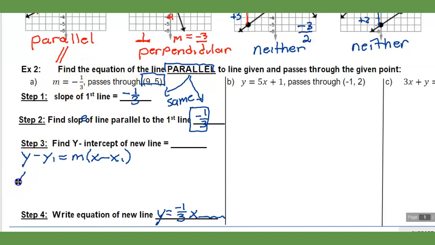So we just have to substitute in those values and watch out for negatives and things like that. So this would be 5, correct? Because y is 5. Slope is negative 1/3. And the x is 9. Now this doesn't tell us what the y-intercept is because we need it to be y equals. So we can do some distributive property and some adding on both sides just so we get y equals.